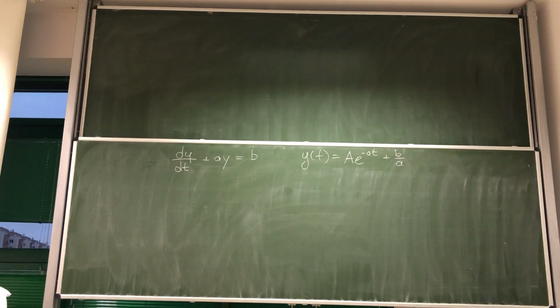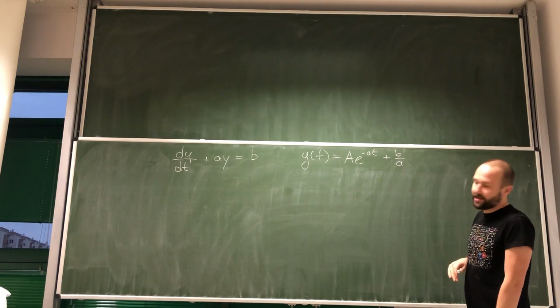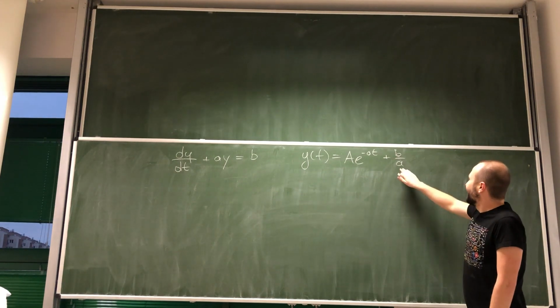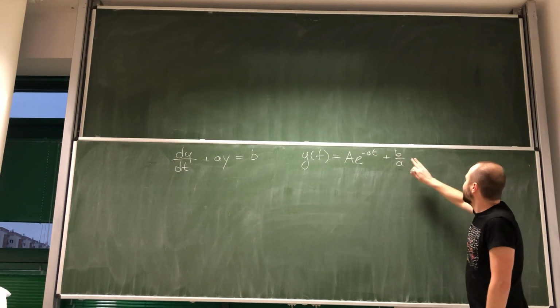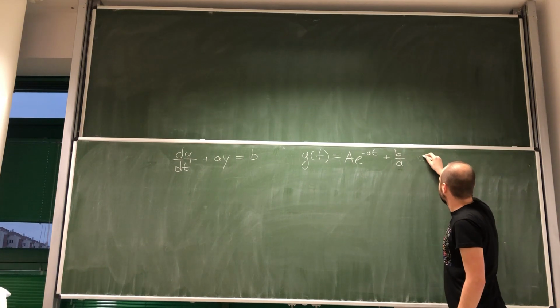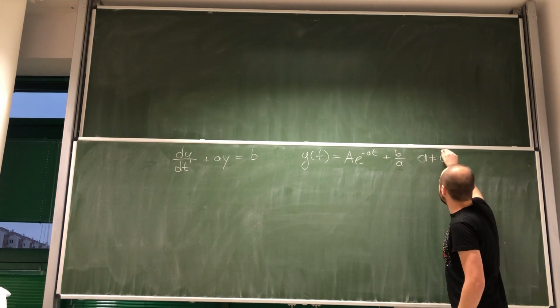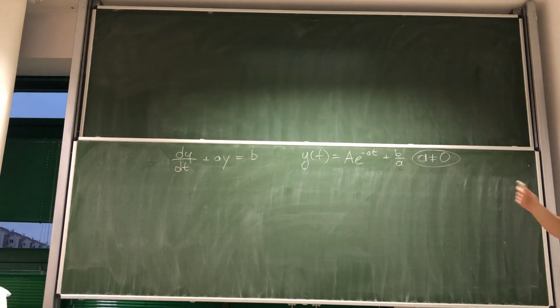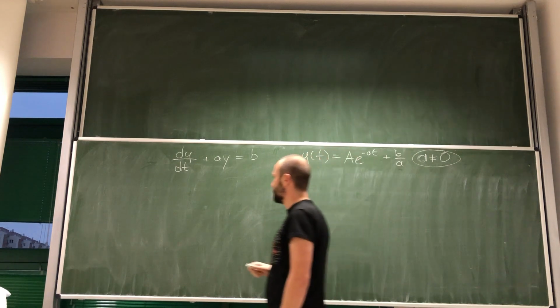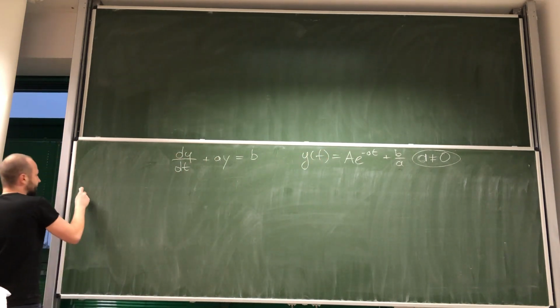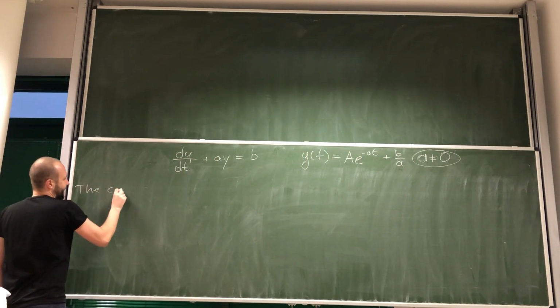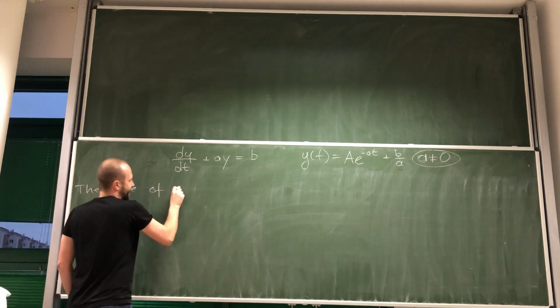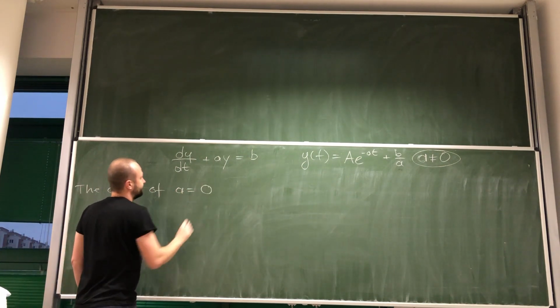But at the very end, I brought your attention to one detail. Look, in this case, we are dividing by a. So a must be different than 0. Now, what happens if a is equal to 0? So now we're going to consider the case of a being equal to 0.